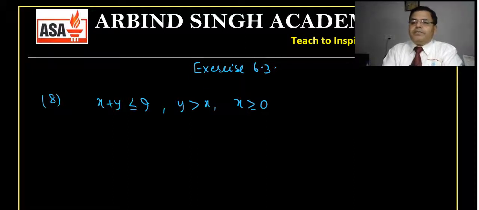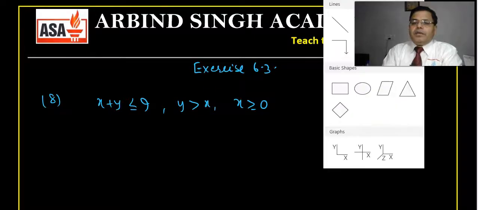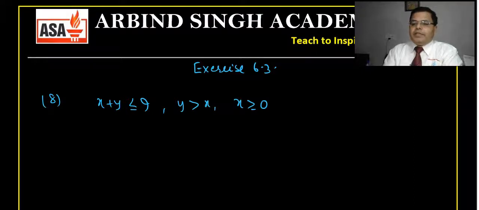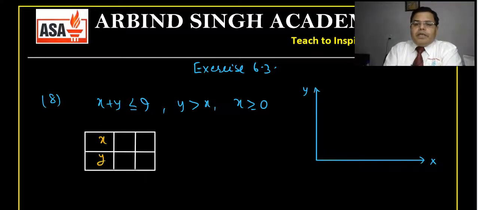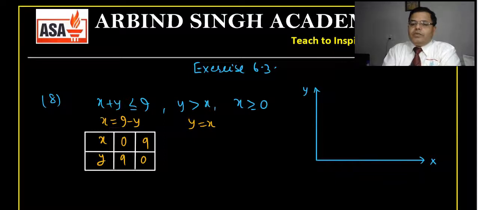This is a very simple one. Here is the x-axis and here the y-axis, and we can take values of x and y. When x is 0, y is 9, and when y is 0, x is 9. The equation is x plus y is equal to 9, and the other is y is equal to x. And x is equal to 0 is nothing else but the y-axis.